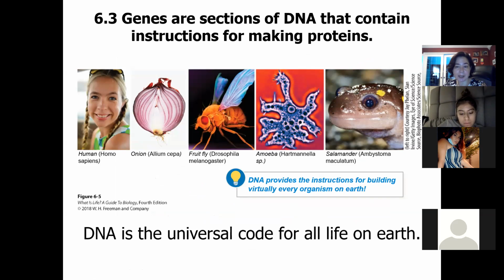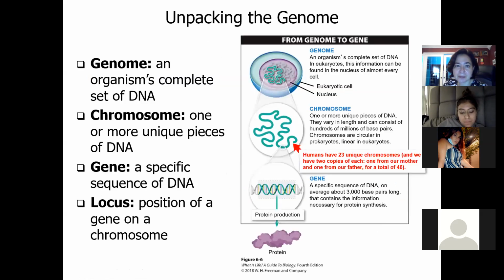And that's what we just started in the classes, right? So genes are sections of DNA that have instructions for making proteins, right? Human proteins, onion proteins, fruit fly, Drosophila, amoeba, salamander. The only difference between these organisms is the DNA and the proteins that this DNA codes for. And the whole collection of genetic material is called the genome, so the entire DNA.